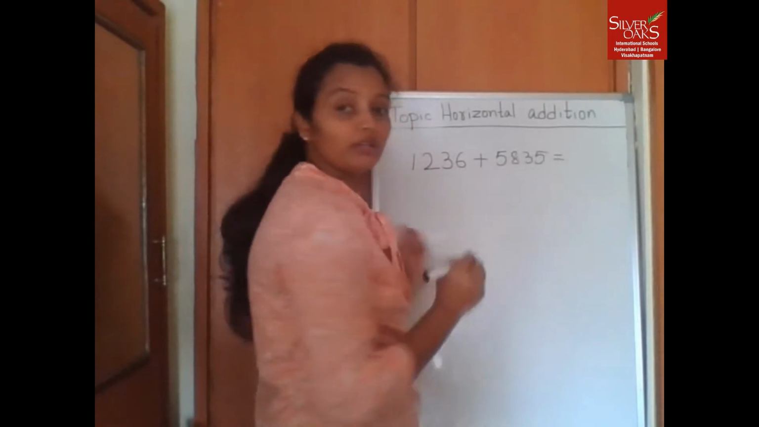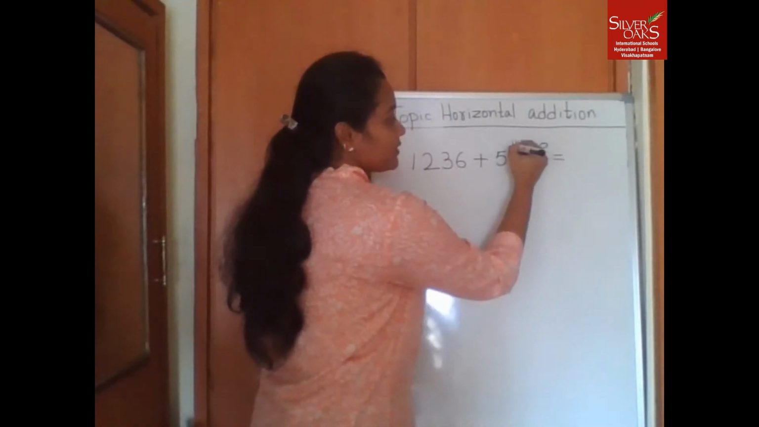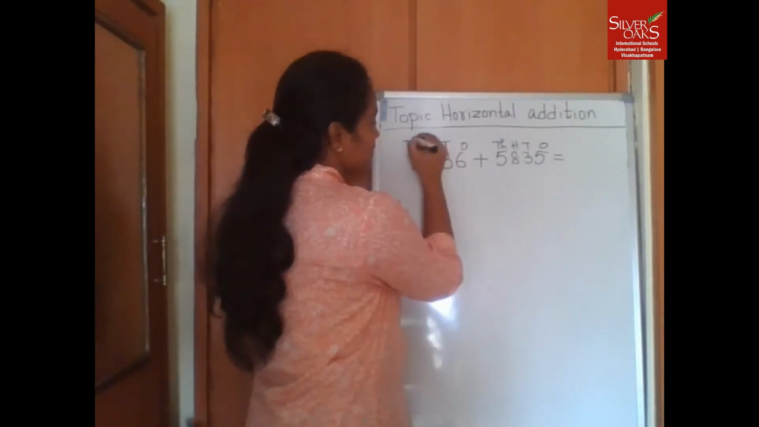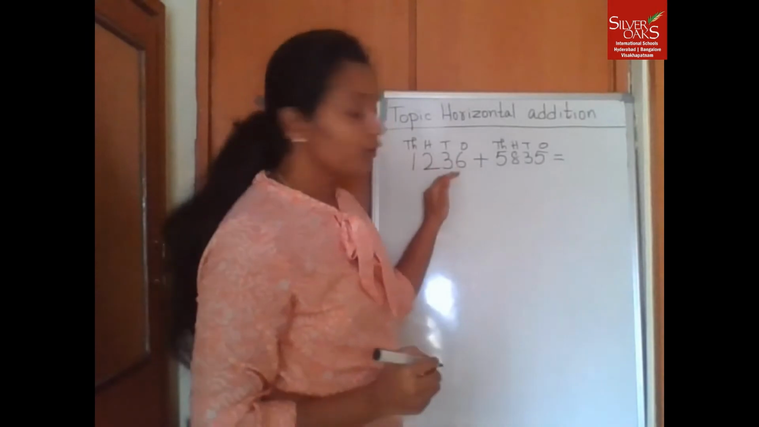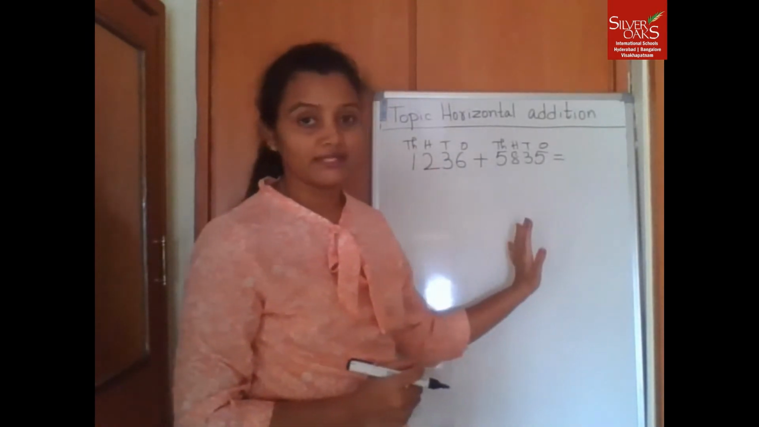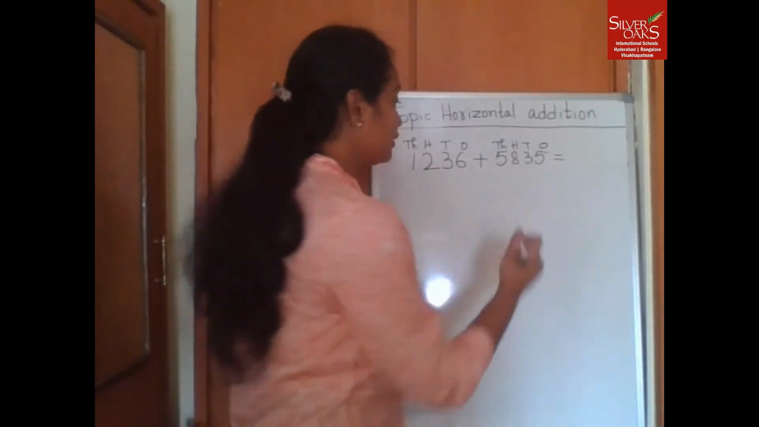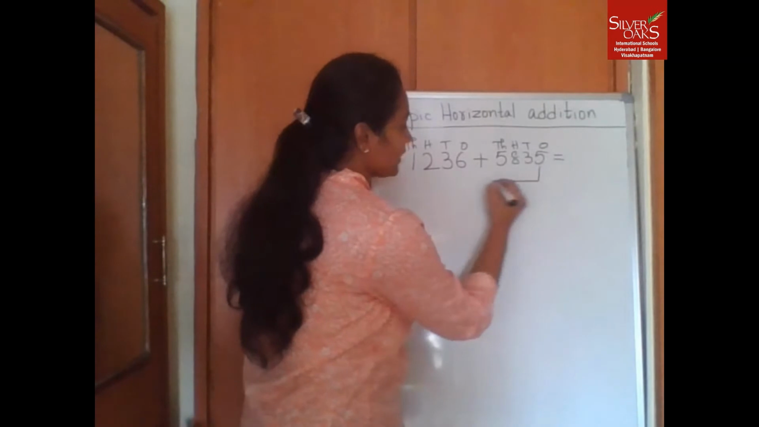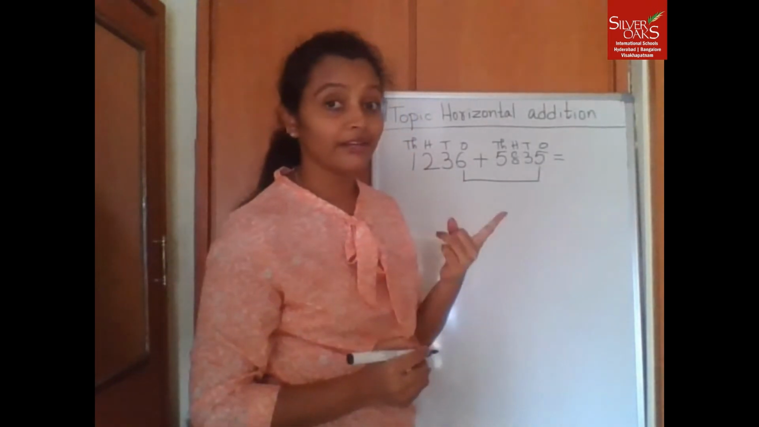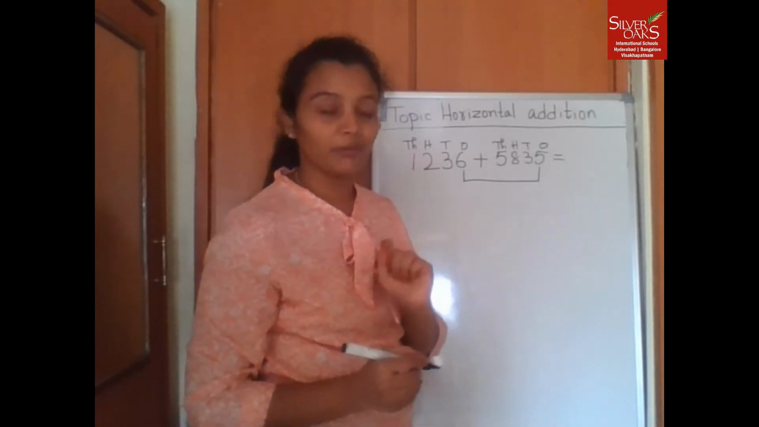Before we add, write the places: ones, tens, hundreds and thousands. Again ones, tens, hundreds and thousands. Even when you arrange these numbers vertically, you start adding from ones place, right? Now also we'll start adding from ones place. First add ones place and ones place. So what is 5 plus 6? Near doubles. 5 plus 5 is 10, plus 1 is 11.